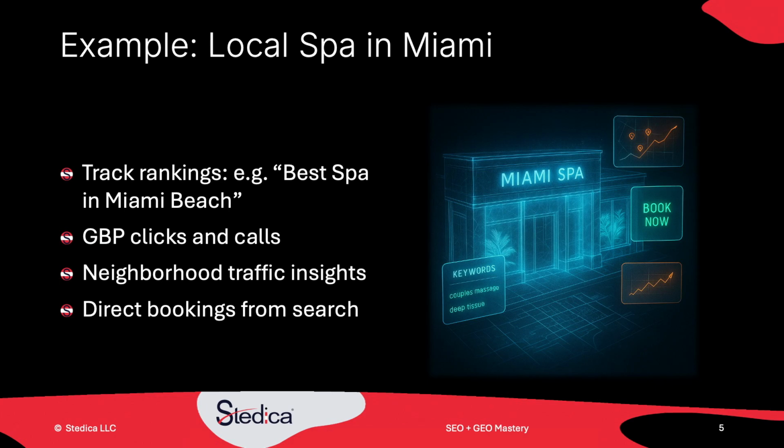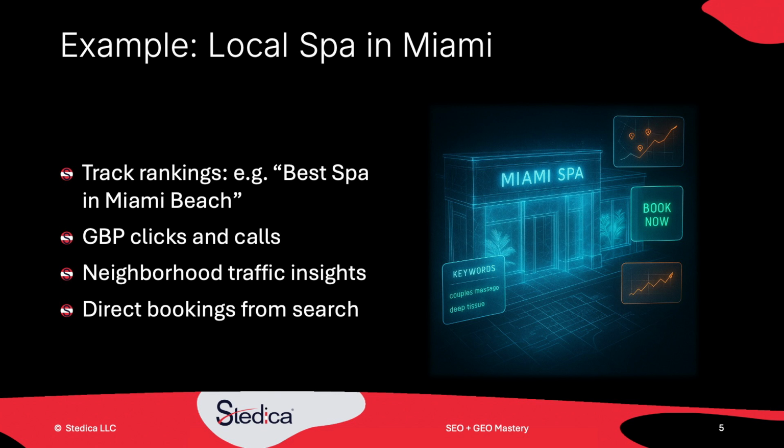Example: if you run a local spa in Miami, instead of just tracking overall traffic, you can see exactly how you rank for best spa in Miami Beach, how many people click your Google business profile, which neighborhoods bring the most visitors, and how many appointments get booked straight from local search.